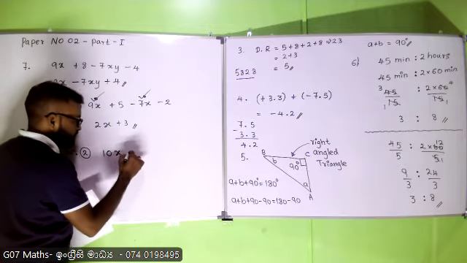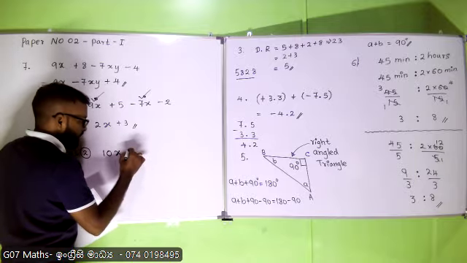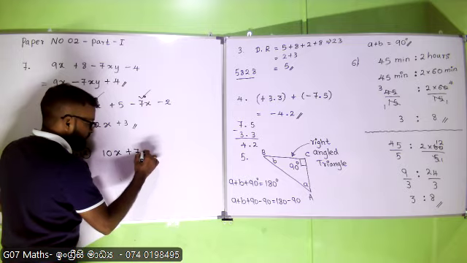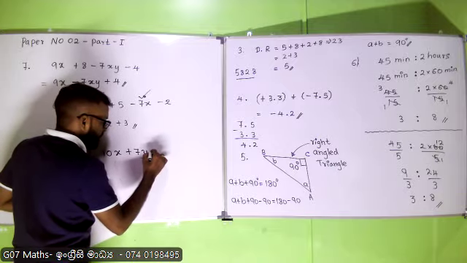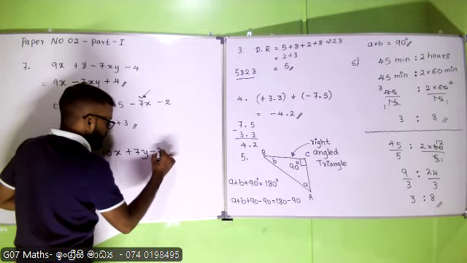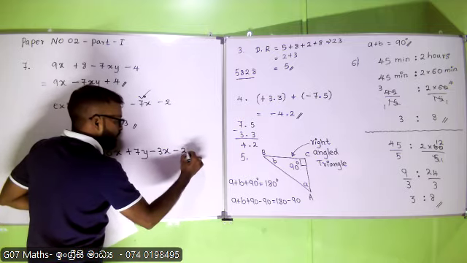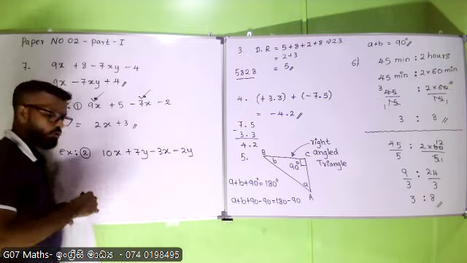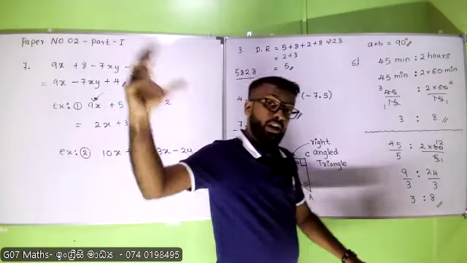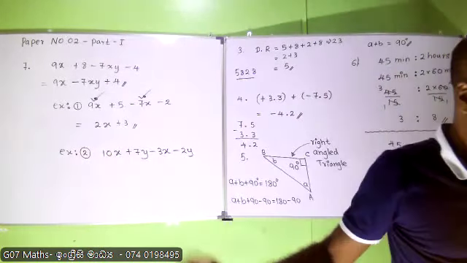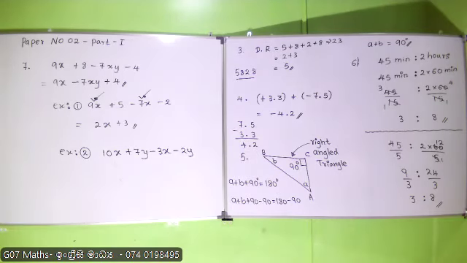10x plus 7y minus 3x minus 2y, right? Now think of these things as apples and doda. Now do this. Send me the answer. I want to see who finishes first.